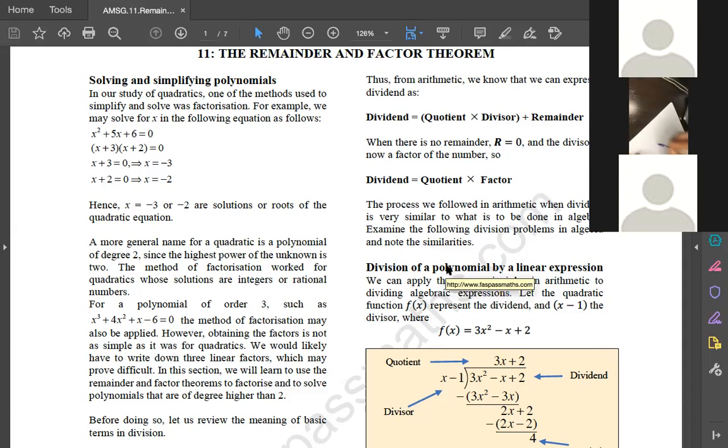Dividend is equal to quotient times divisor plus the remainder, normally denoted by capital R. So dividend is equal to quotient times divisor plus remainder.